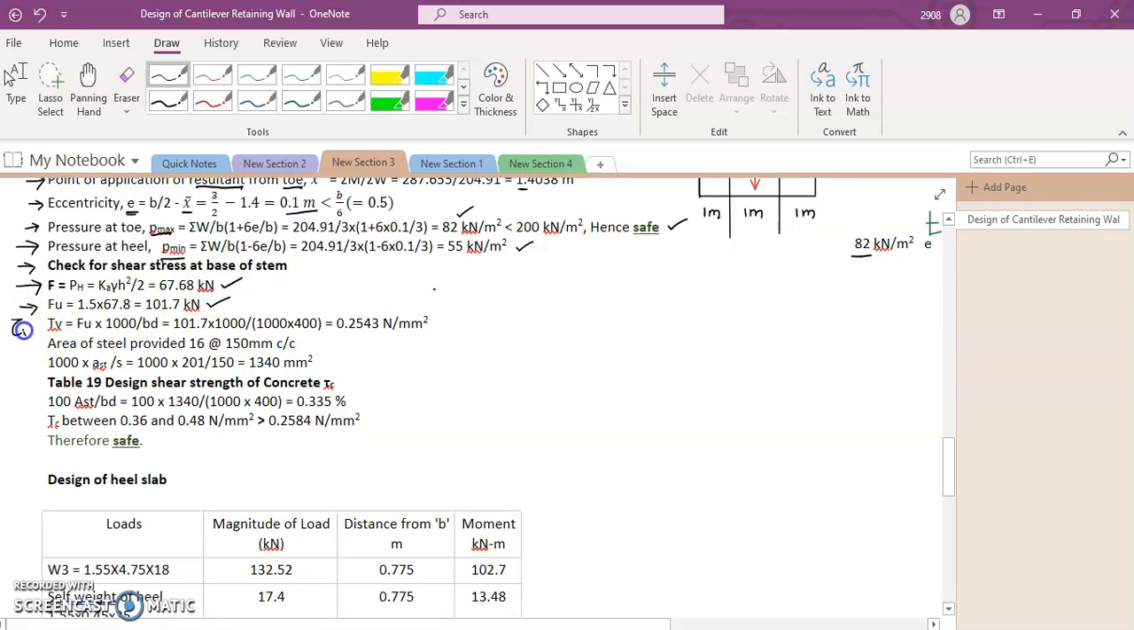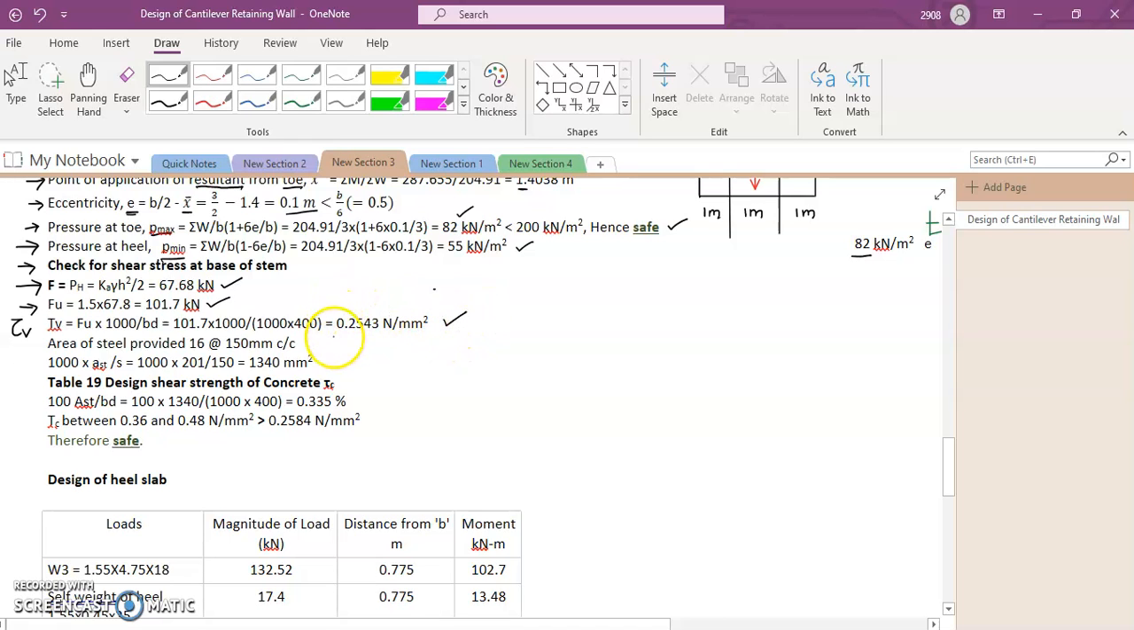Next, we calculate the shear stress, which is given by tau v. Fu was the shear force, whereas tau v is the shear stress. So it is force per unit area, which is given by Fu into 1000 divided by bd. On substitution, we will get 0.2543 Newton per mm square.